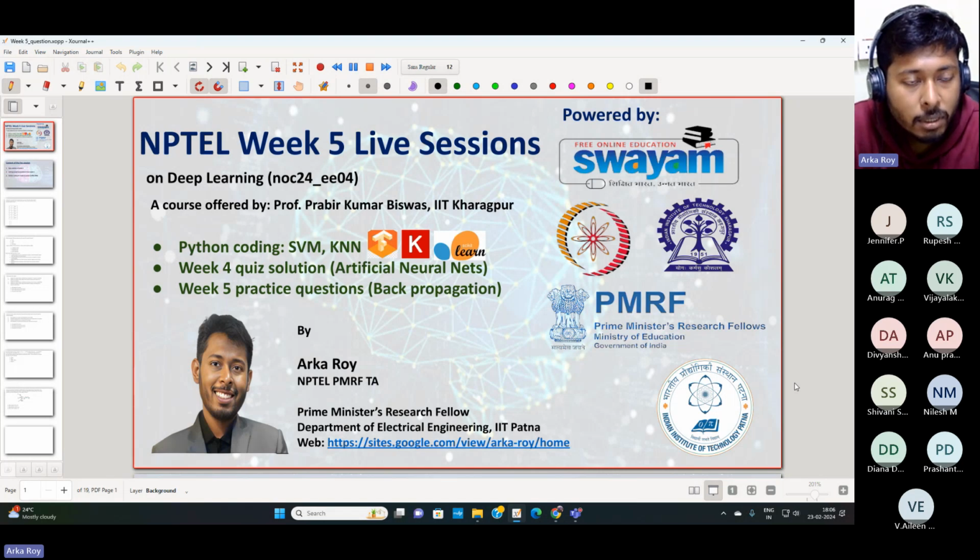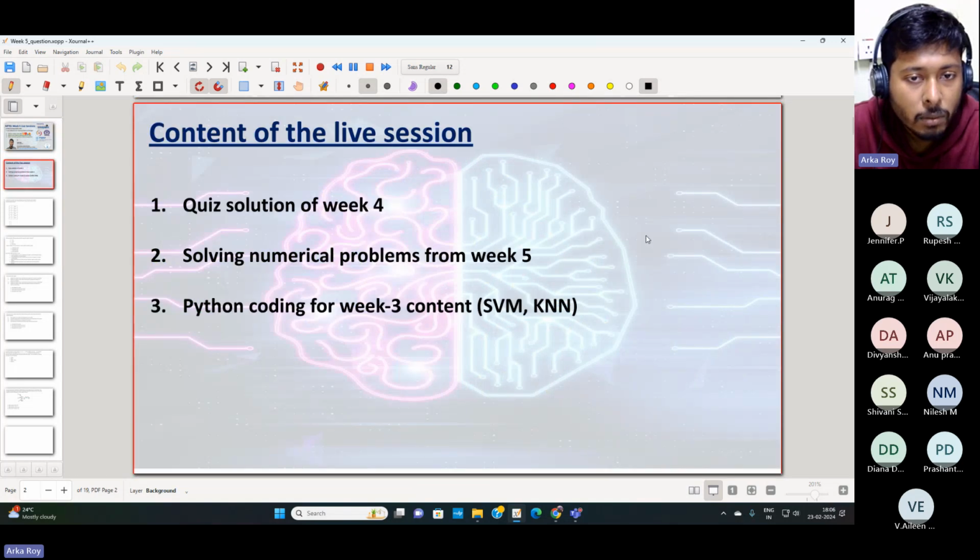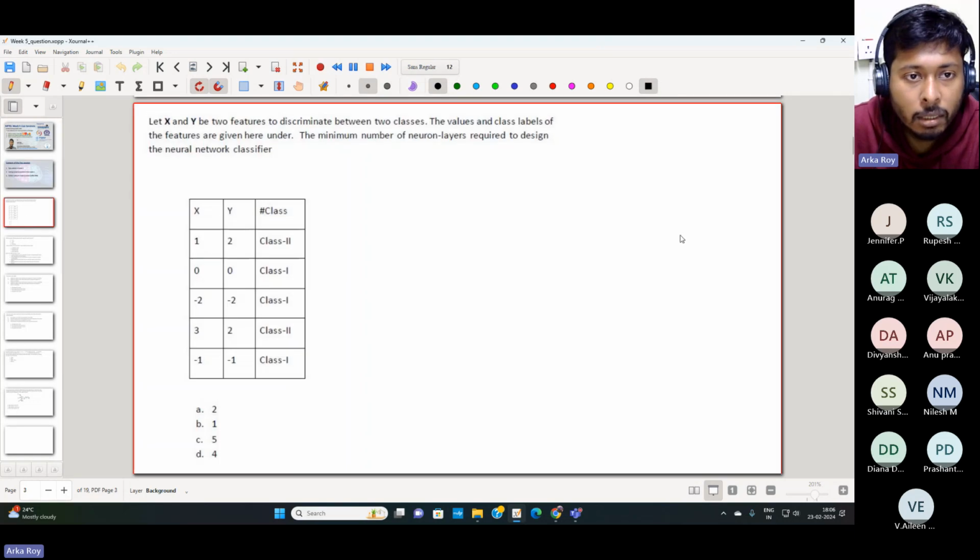So in this particular live session, we'll be following this particular roadmap. First we'll solve the quiz of week 4, for which you guys already have been graded. Then we'll take up the practice problems for week 5, as well as the Python coding regarding SVM, KNN, and how to deal with the data set for classification. Okay, so let's dive into the week 4 quiz.